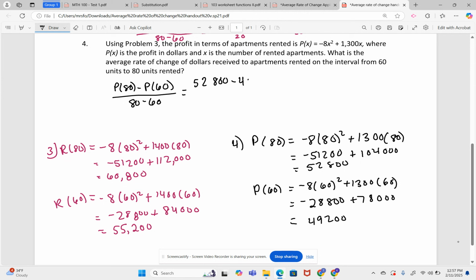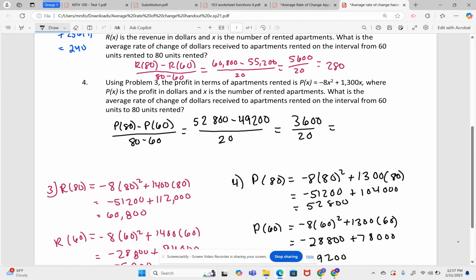So now we put that into our average rate of change. 52,800 minus 49,200 divided by the 20. And that gives us 3,600 divided by 20. So there's 180. That's the average rate of change of the dollars received to apartments rented from 60 to 80.